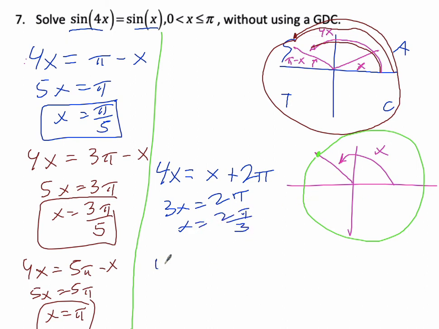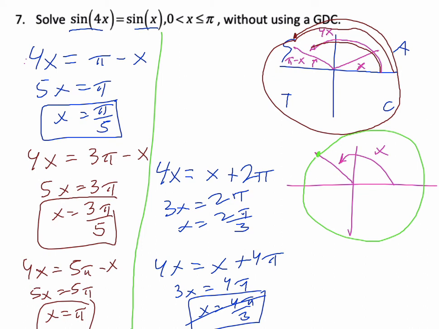Could also be the case that you get 4x equals x plus 4 pi. Then you get 3x equals 4 pi, and you get x equals 4 pi over 3. That's too big, it's outside of our range, so we actually have only one extra answer, so we have 4 answers in total.